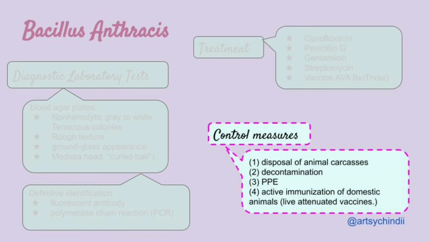Control measures include disposal of animal carcasses by burning or burial in a lime pit, decontamination using autoclaving, protective clothing and gloves when handling potentially infected materials, and active immunization of domestic animals. Persons with high occupational risk should also be immunized.